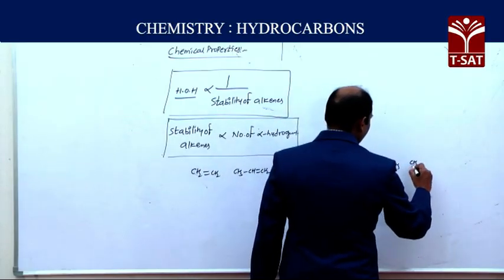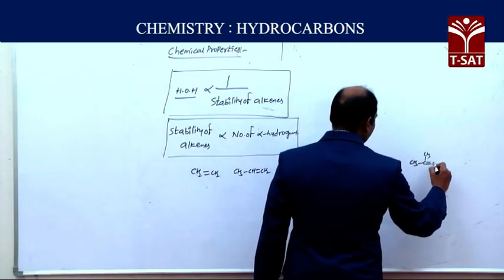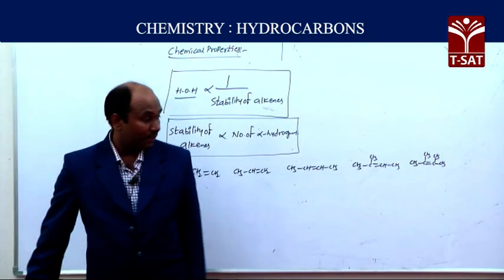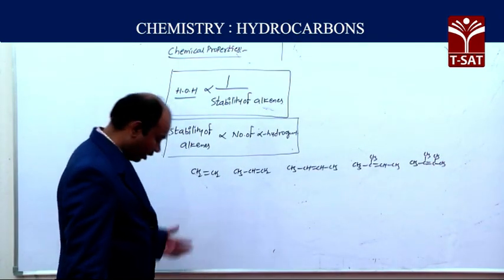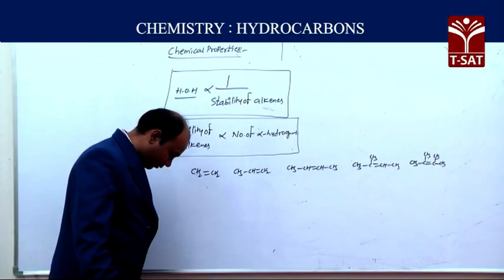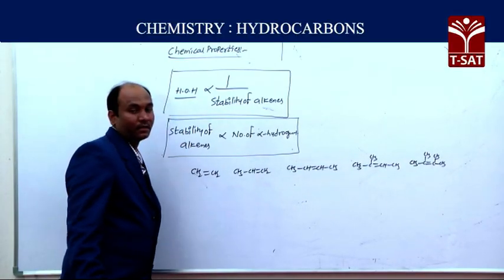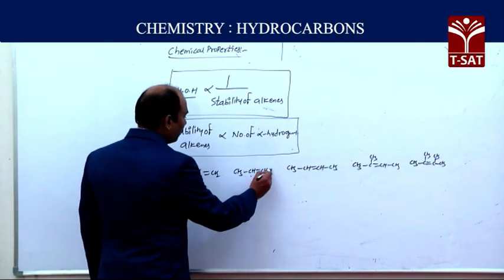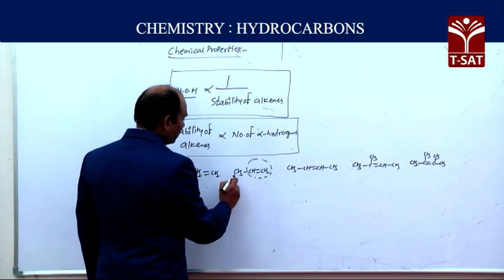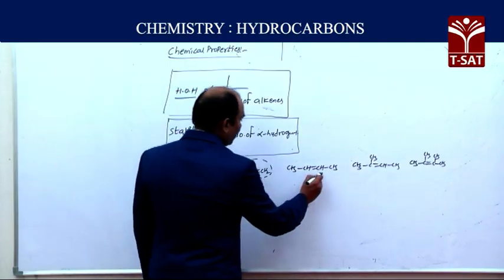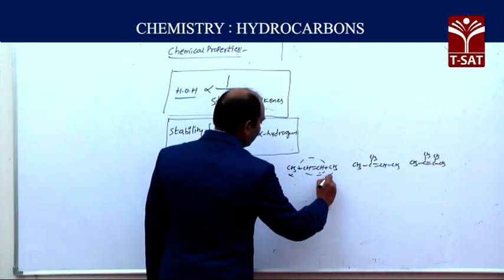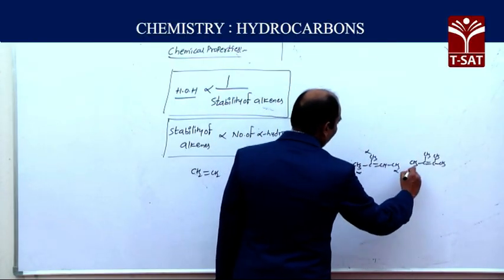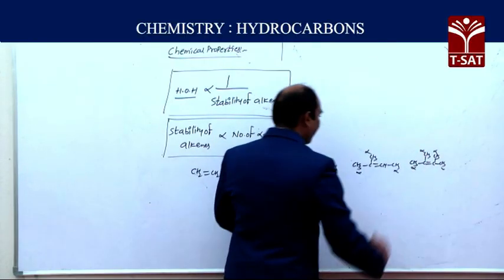Next, CH3 C(CH3) double bond C(CH3) CH3. If we observe all these compounds, in this one there is no alpha hydrogen. Sir, what is alpha hydrogen or alpha carbon? Alpha carbon means the carbon which is attached to the C double bond C. This is C double bond C, this is alpha, this is also alpha. Here this is also alpha, alpha, alpha, alpha, alpha, alpha.